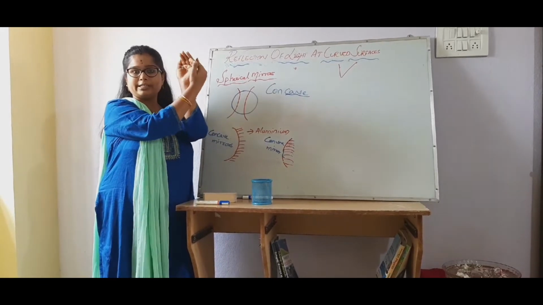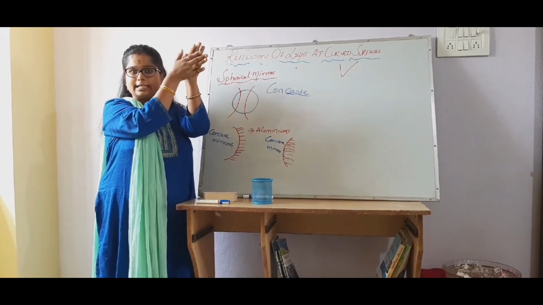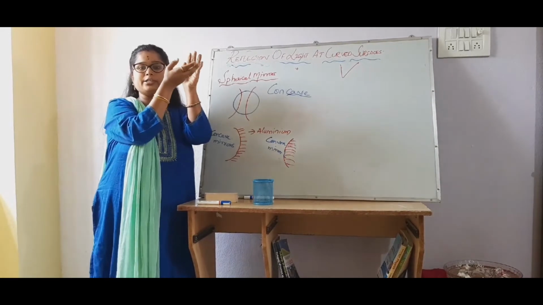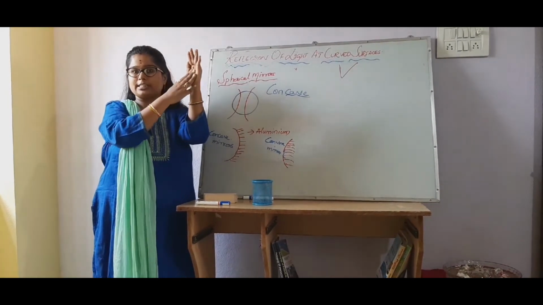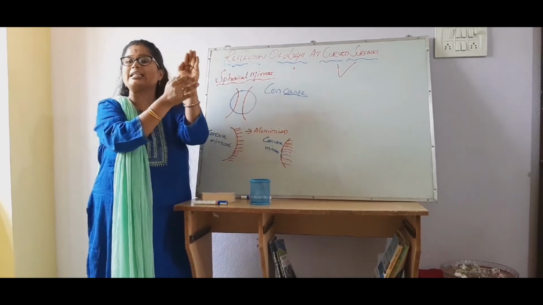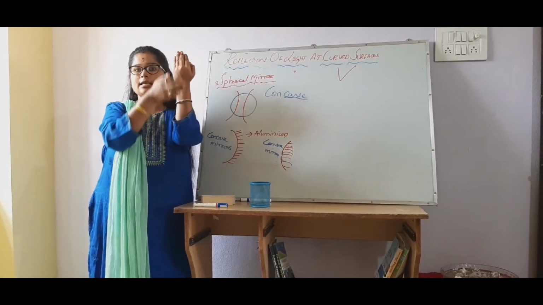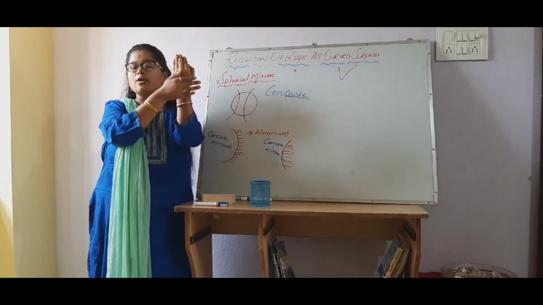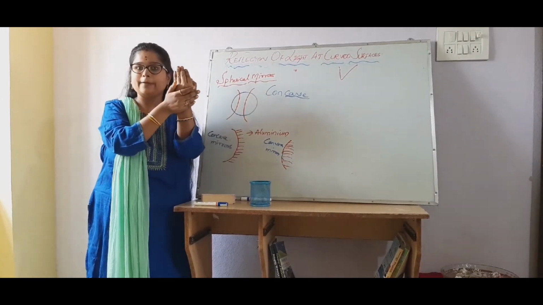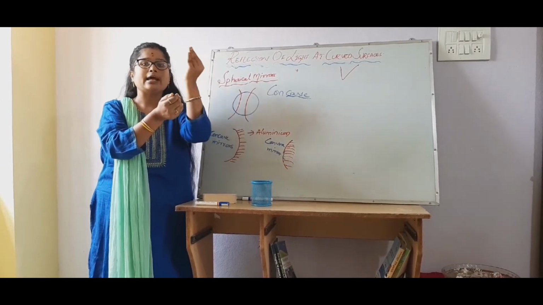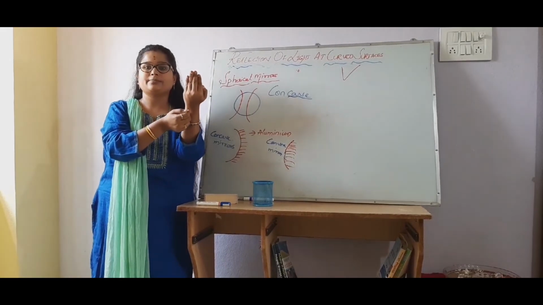If the mirror is inside like this, if you touch it, you can easily see the mirror will be inwards like this. This is called a concave mirror. If the mirror is like this, it is called a convex mirror. This is a concave mirror and this is a convex mirror.